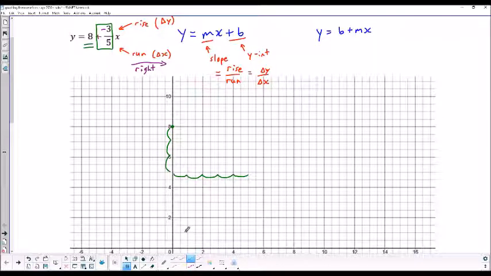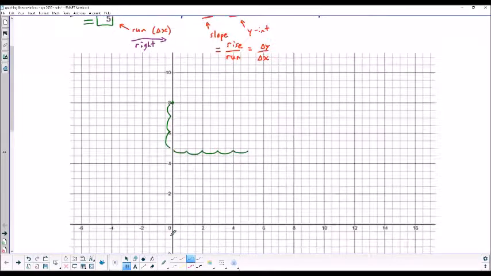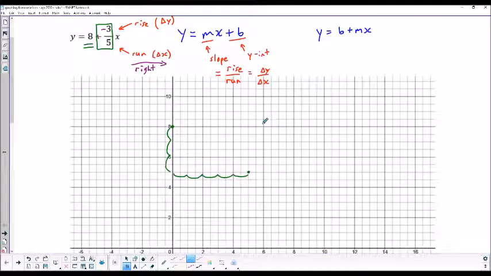Okay, and of course, we're not just counting boxes that are on the grid. We have to use the scale that we see on the axes, in both cases. So once I've gone from the positive 8, I've gone down 3 to the right 5, I'm going to place another point here, because that tells me, if that's the slope of the line, negative 3 over 5, that if I start at this point, which is the y-intercept, and I know that the y-intercept indicates where the graph crosses the y-axis, that this point is on the graph of the line.